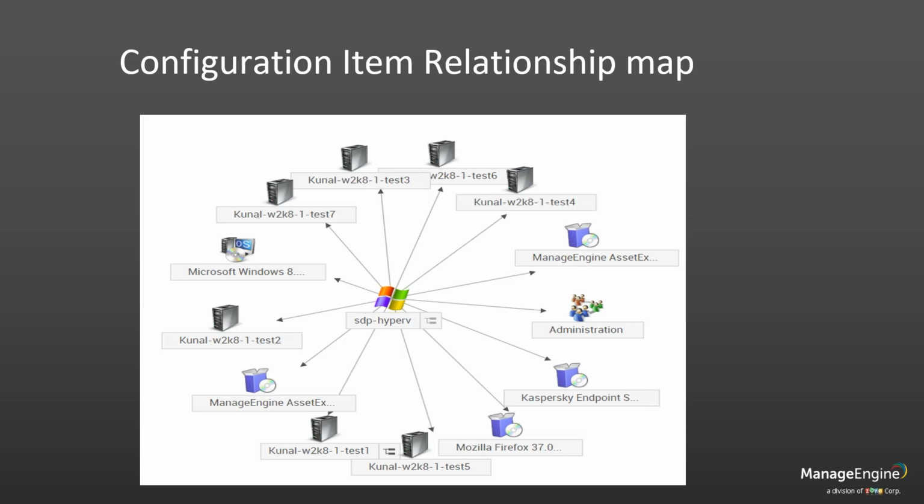And that's how the CI relationship map looks, which I've been talking about. So SDP Hyper-V in the center is my server, and I am trying to pull out all the dependencies for this server. So if it goes down, it shows me all the applications which will stop working. And this way, I can get the information for any machine or user in the network.